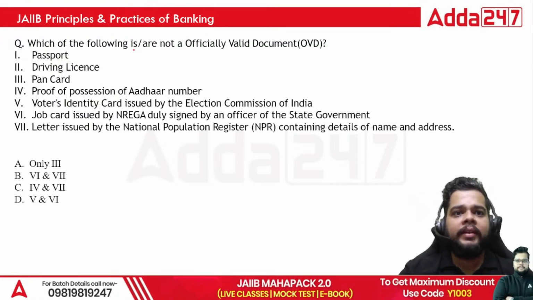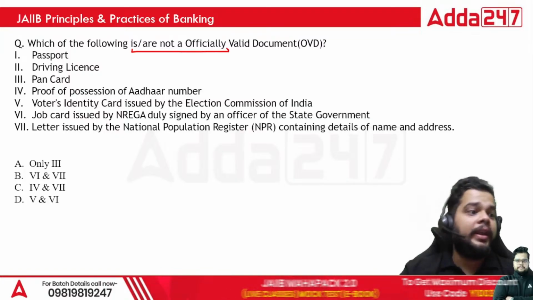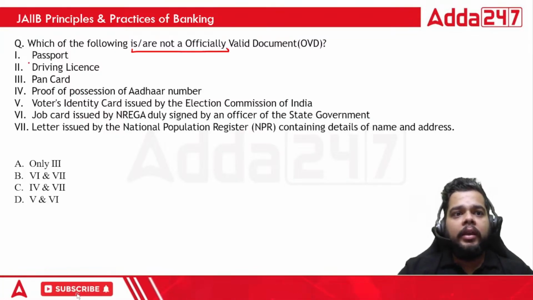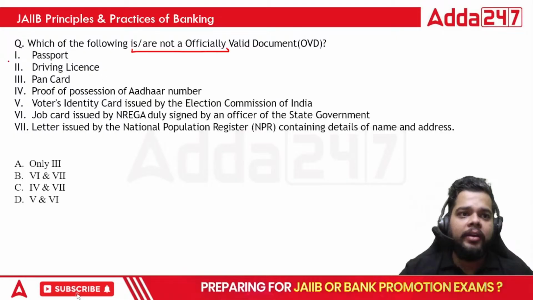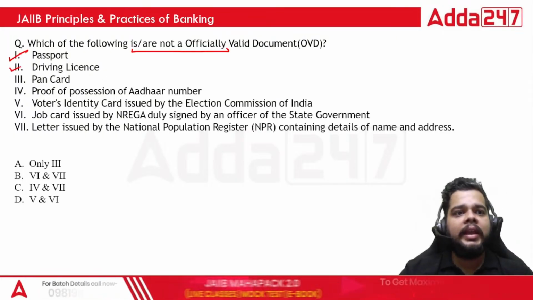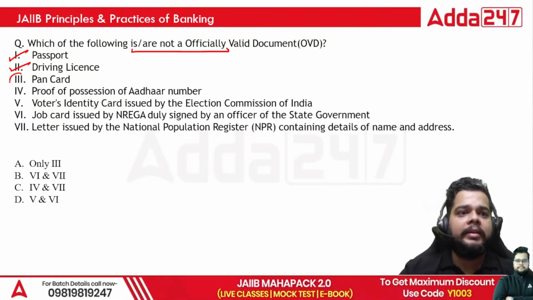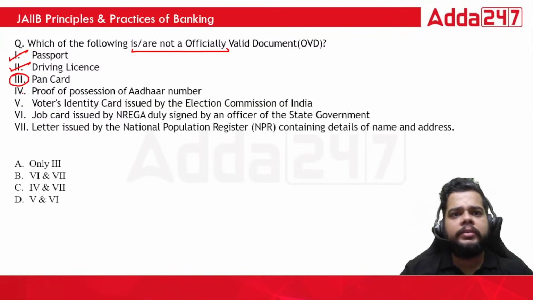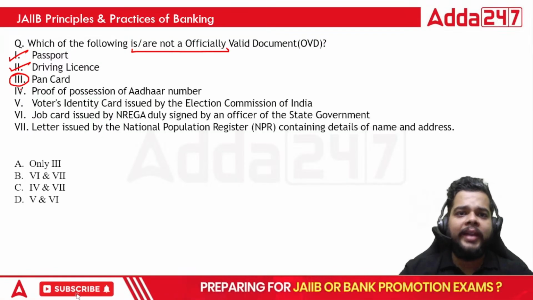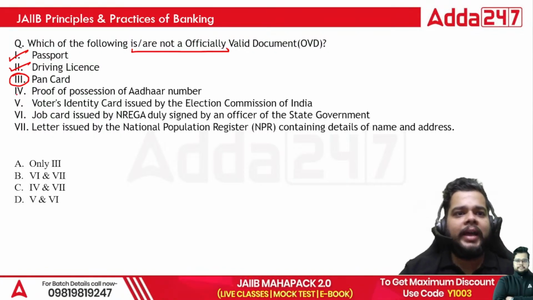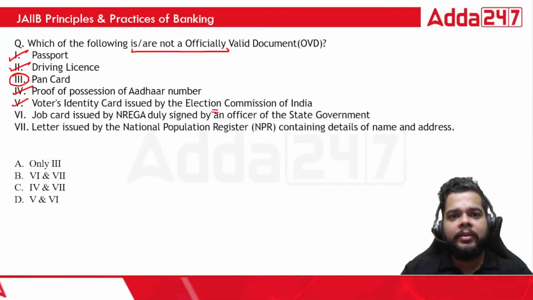Which of the following is or are not OVD, that is officially valid document? Passport is valid or not? Yes, we have seen. DL, yes. PAN card is not an OVD. It does not find mention in the OVD list. Proof of possession of the Aadhaar number, yes, we have seen that also. Voter ID issued by Election Commission of India.